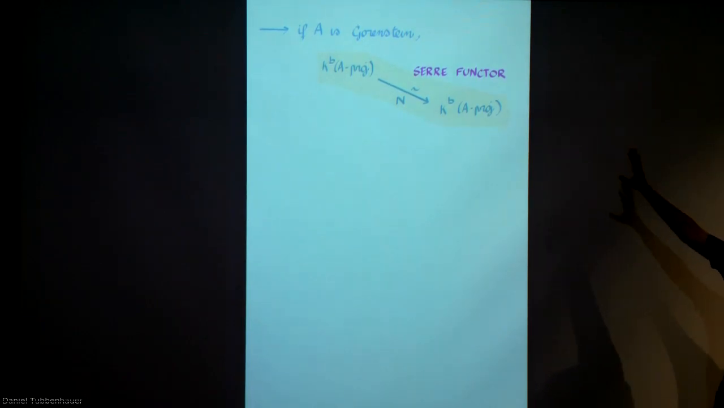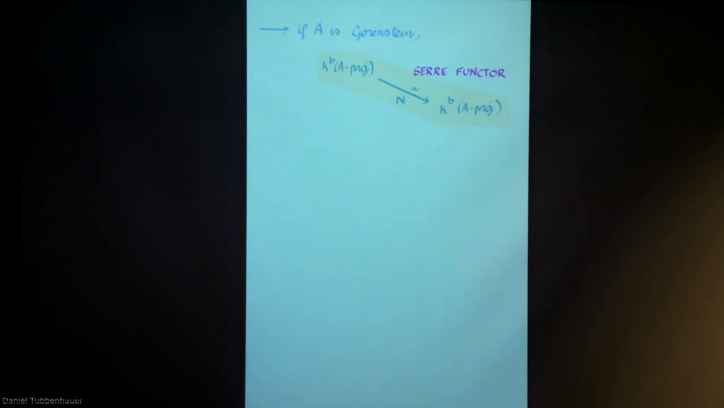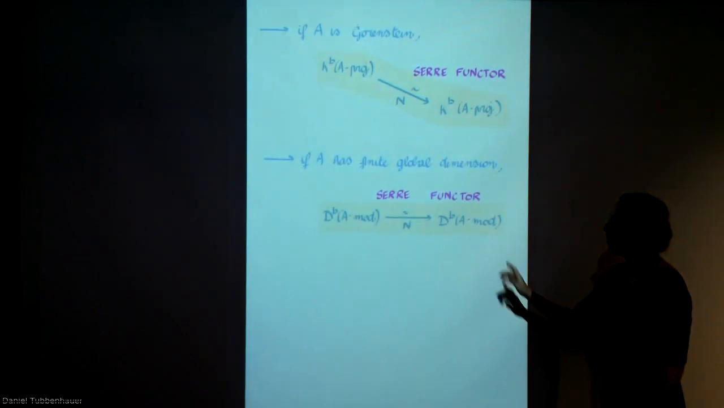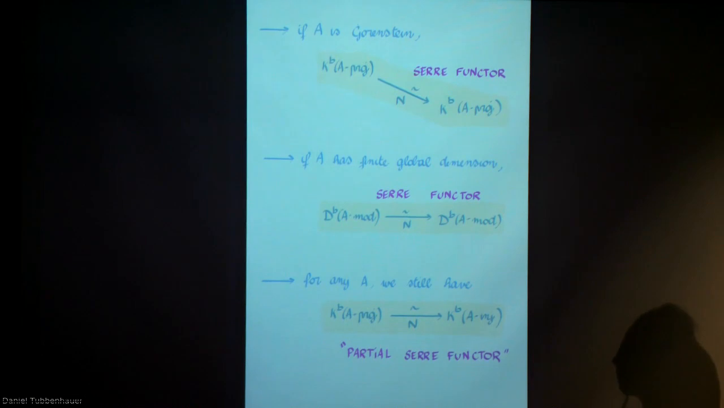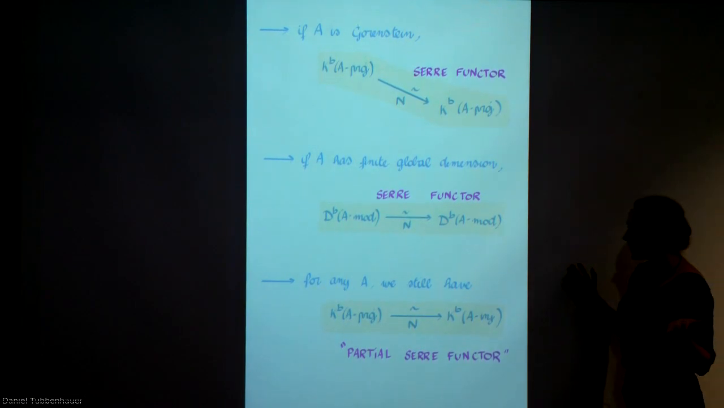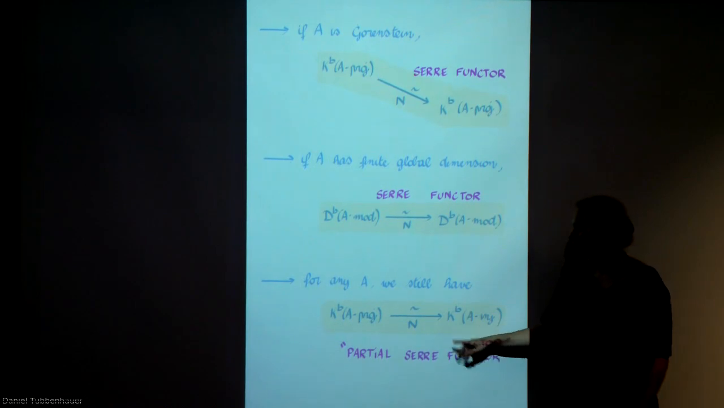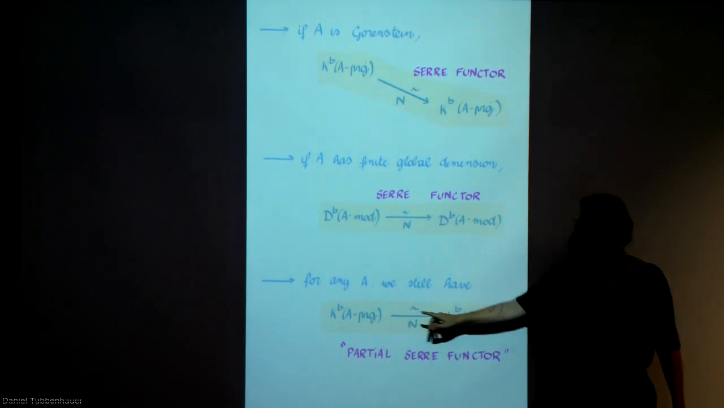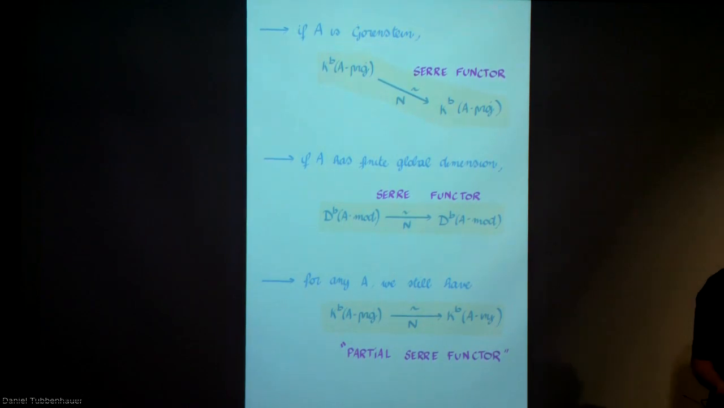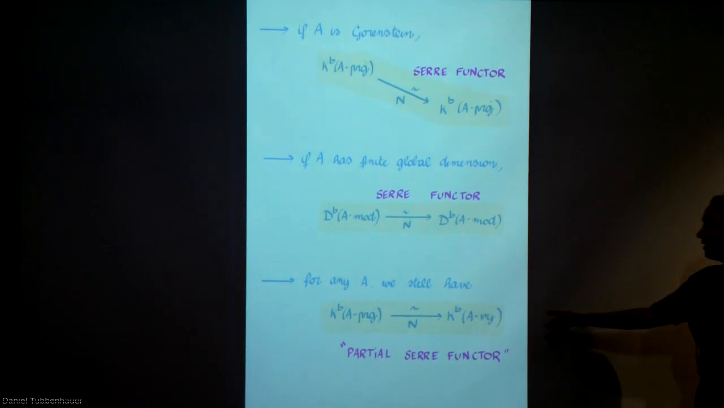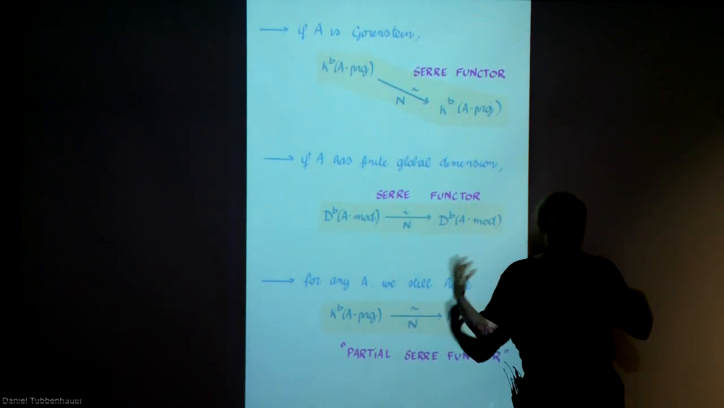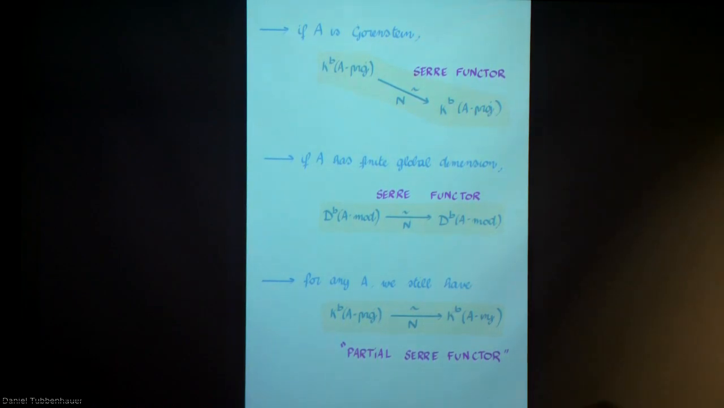If A is Gorenstein, we get a Serre functor on the homotopy category of projectives, finitely generated projectives, I should say. If A has finite global dimension, we get a Serre functor on the bounded derived category of finitely generated A modules. And for any finite dimensional A, we still get a functor. We don't call it a Serre functor because it's not an endofunctor. It goes from the projectives to the injectives, but it still behaves like a Serre functor. And so why not consider it? We get these two subcategories that are equivalent, and they are sort of Serre dual to each other.